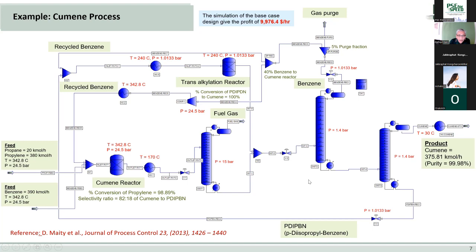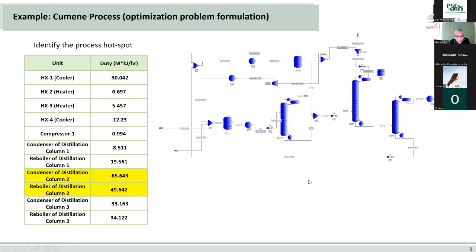Whatever we do, the alternatives have to be better than this reference. So we check, for example, the energy demands in all these unit operations in this flow sheet. And then we list all the energy demands, and then we find out that this distillation column, the reboiler duty and the condenser duty are the highest.